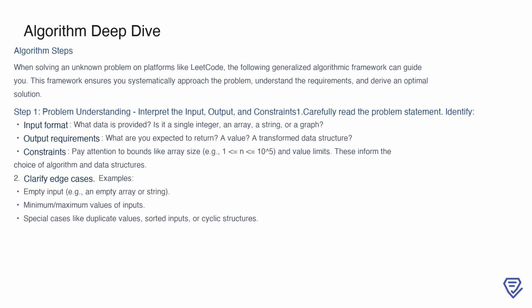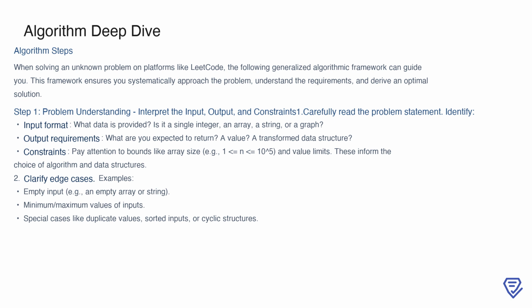When approaching any problem, the first step is to thoroughly understand its requirements. Begin by carefully reading the problem statement to interpret the input, output, and constraints. For example, determine whether the input is a single integer, an array, a string, or even a graph, and understand what the output should be. This could range from a single value to a more complex structure.